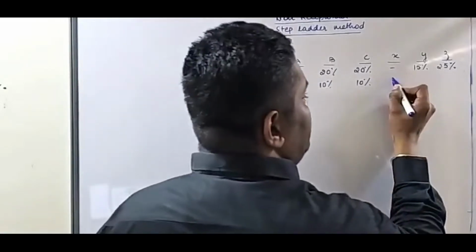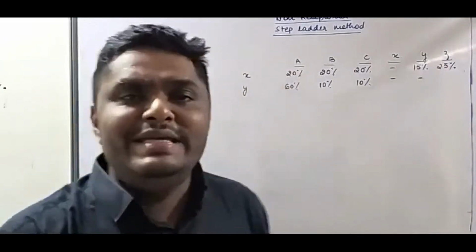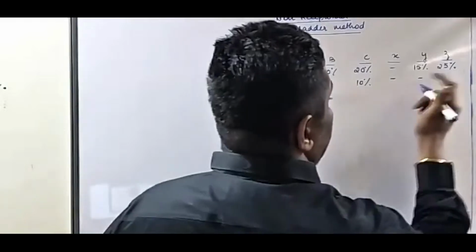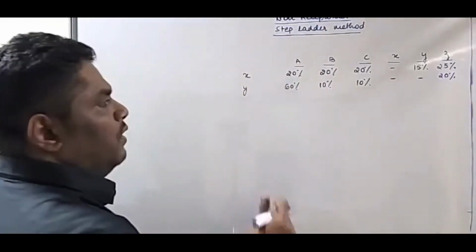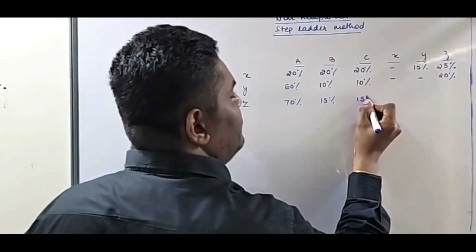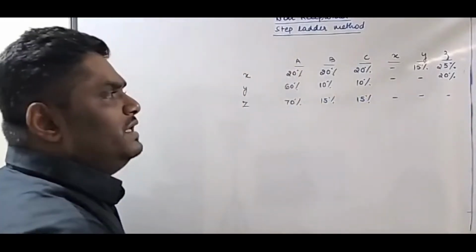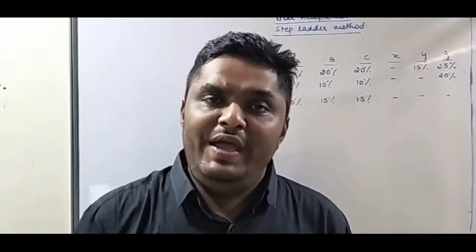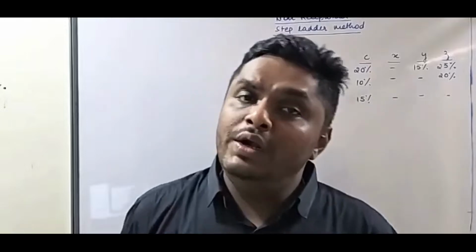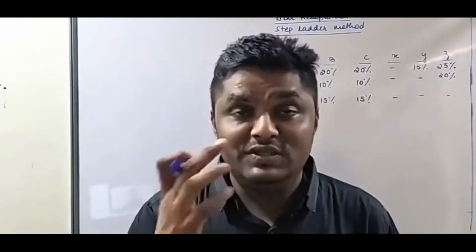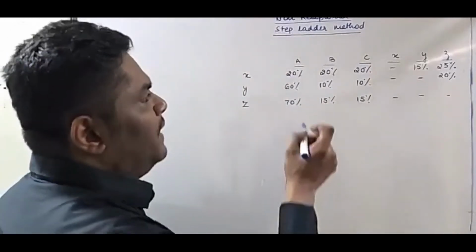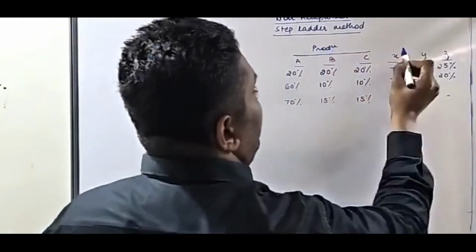Now, Y is not providing services to X. It is providing services only to Z, that is 20%. And when talking about Z, it is 70%, 15%, and 15%. Z is providing services only to the production departments. So X is providing services to Y and Z. Y is providing services only to Z. Again, apart from this, they are providing services to the production departments also. And Z is providing services only to the production departments. These are the production departments and these are the service departments.